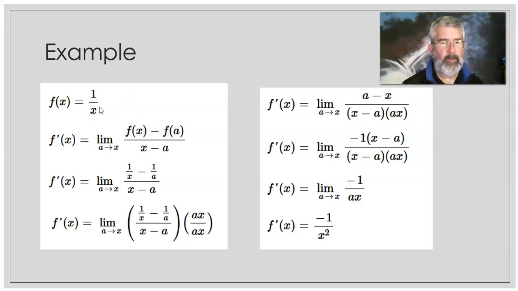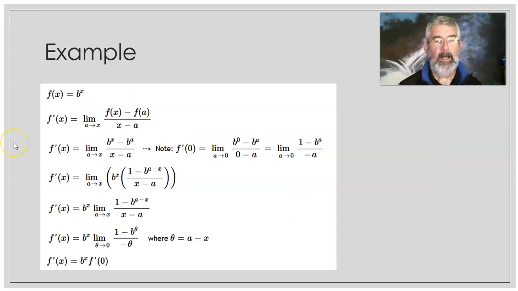Two more examples I want to do here. Yes, an exponential function, b to the x. Here we go, the derivative. The definition here, right? f of x minus f of a over x minus a. Take the limit as a goes to x. Apply that to this function. f of x is b to the x. f of a is b to the a.